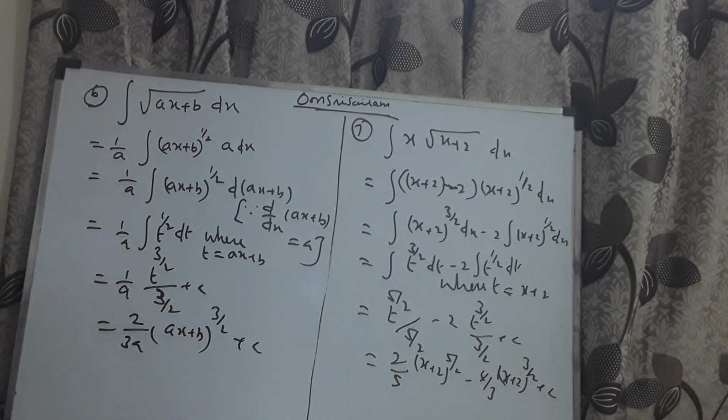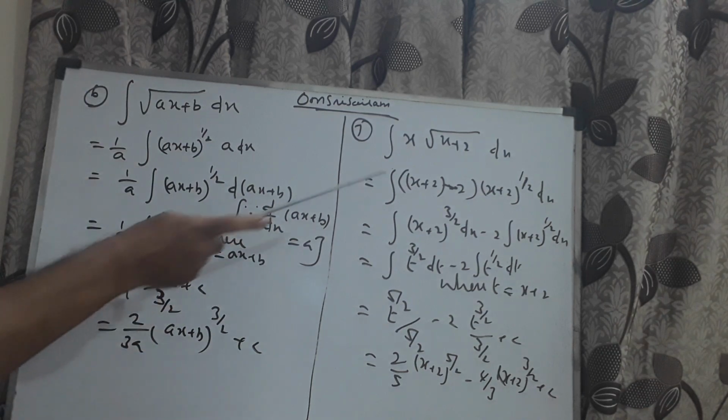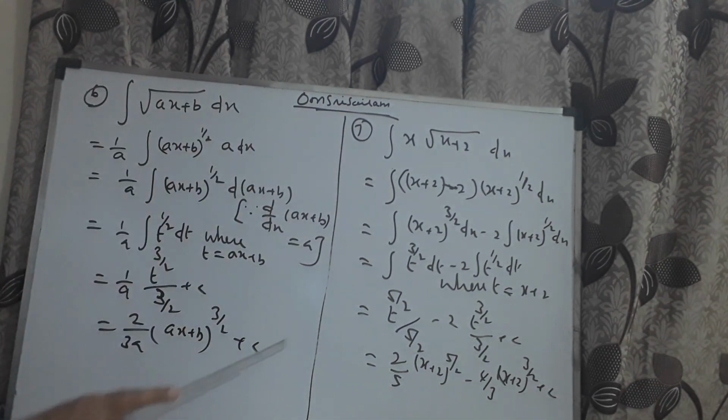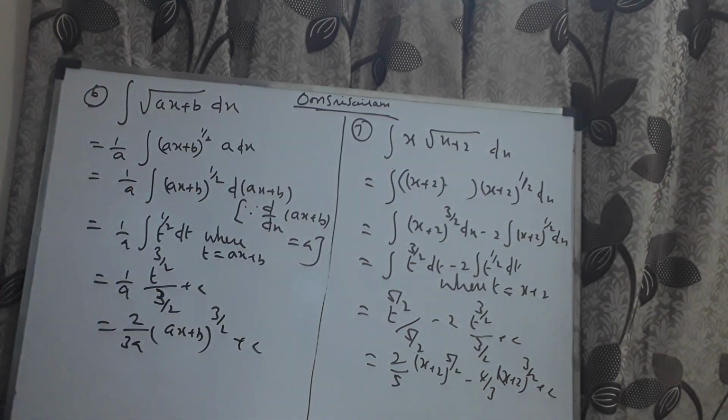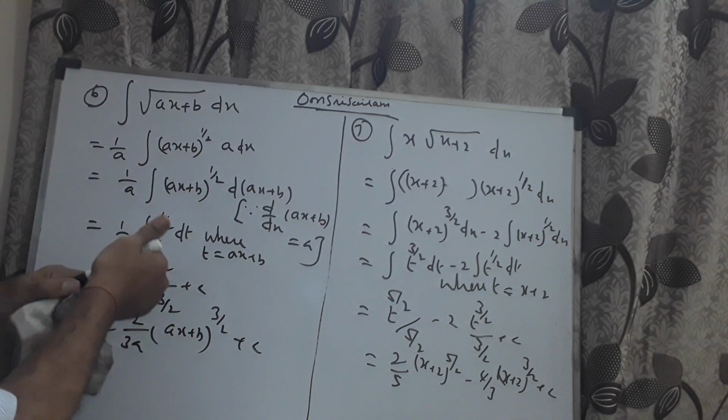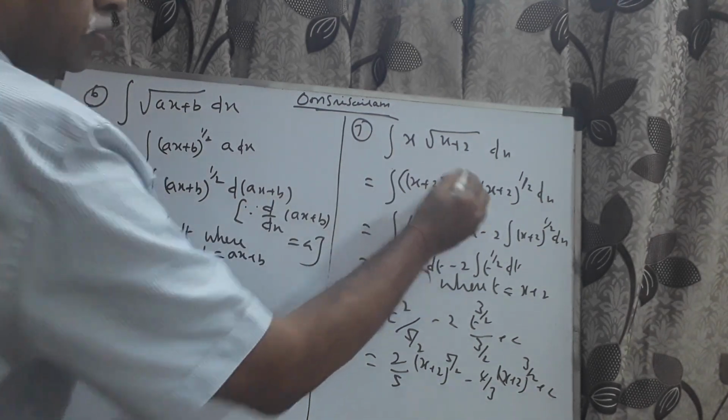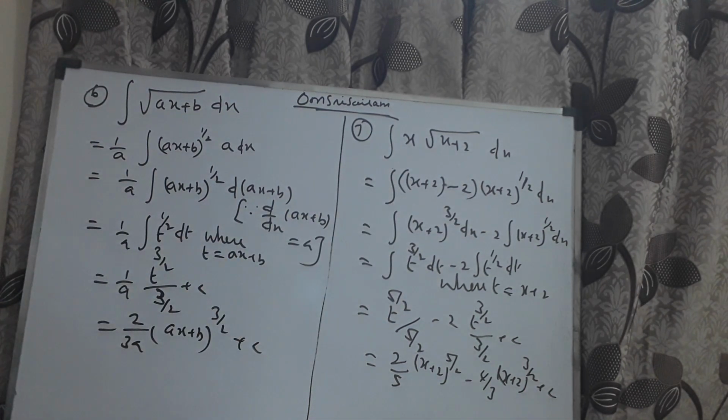Let me repeat. I am supposed to use the substitution x plus 2 is equal to t here. Instead, I'll add 2 and subtract 2 here. Adding 2 and subtracting 2 will give you a reasonable step over here. Let me rewrite it clearly: adding 2 and subtracting 2, and multiply this x plus 2 inside.